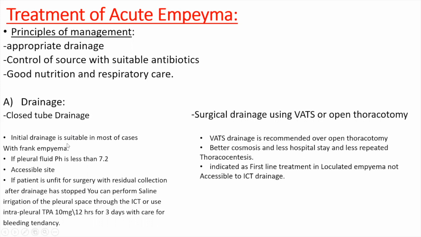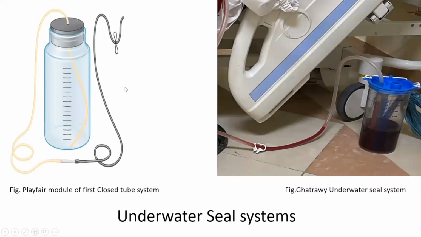For the closed tube drainage, it's the initial drainage in most cases with frank empyema. Also, it's indicated if the pleural fluid pH is less than 7.20, and if it's an accessible site, peripheral, and if the patient is unfit for surgery. Surgical drainage using VATS or can be done using open thoracotomy, and VATS drainage is recommended over the open thoracotomy. It's better tolerated and with less hospital stay, less repeated thoracocentesis, and is indicated as a first line treatment in loculated empyema, not accessible to intercostal tube drainage.